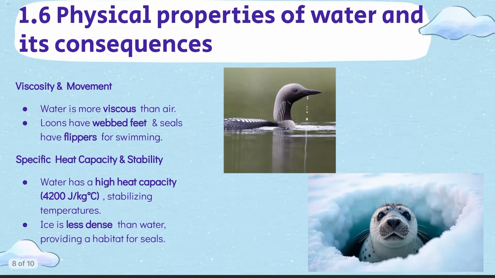Next, viscosity and movement and specific heat capacity. Viscosity refers to the resistance of a fluid to flow. Viscosity of water is much higher than that of air, which enables the black-throated loon to fly without much resistance. Both the loon and the ringed seal have a streamlined shape, with the loon having webbed feet and the seal having flippers to allow quicker movement through water.